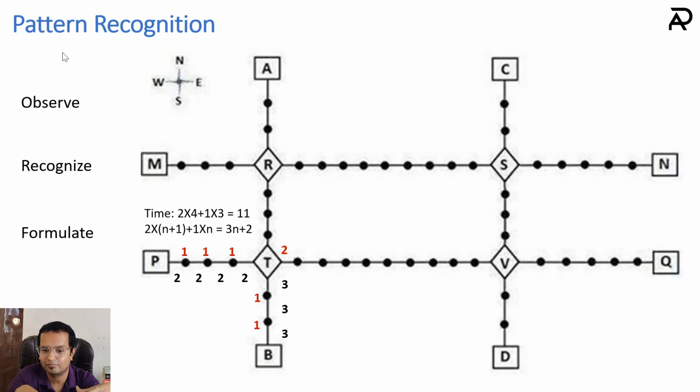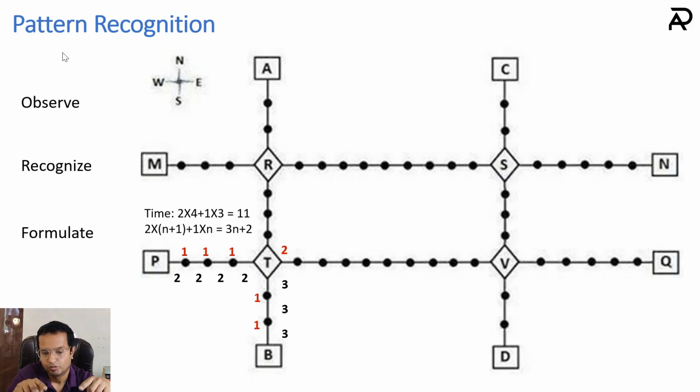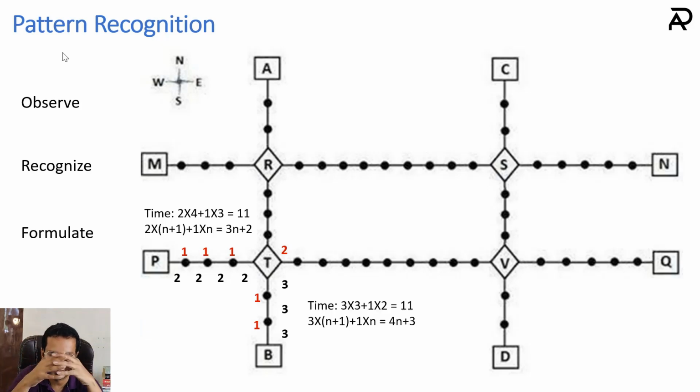Let me show you this in any other part. Let's look at S to N part. If you look at S to N, N is 5 number of intervals. So 3 into 5 plus 2, 17 will be the time taken. It is that simple, right? Now we try to do it from B to T. So you have 1 into 2, you have 3 into 3. So the total time will be 1 into n plus 3 into n plus 1. 3 into n plus 1 plus 1 into n. So 3 into 3 plus 1 into 2, that is 11, right? The formula becomes 3n plus n, that is 4n plus 3. Now this can again be replicated in any other part.